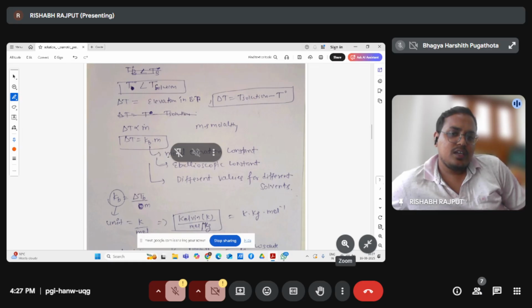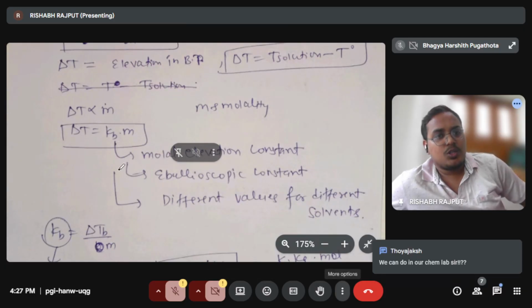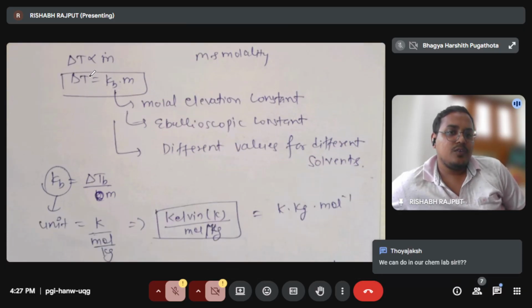Sometimes in the JEE question they will ask what is the unit of kV. So you can find it like that. If you divide delta T by molality, you get kV.